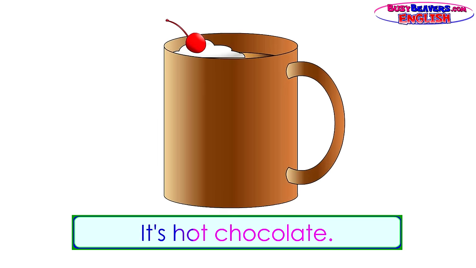Where is Mr. Brown Bear? He's in the health club. What is Mr. Brown Bear doing? He's listening to music. Where is Mr. Gorilla? He's in the health club. What is Mr. Gorilla doing? He's exercising.